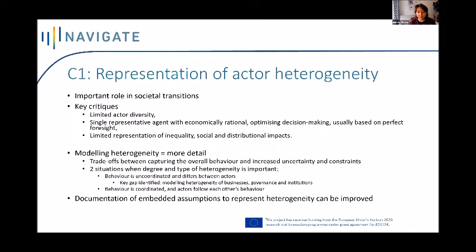Also, the second type of situation, I almost forgot, is when behavior is coordinated and actors follow each other's behavior. Most IAMs address this inherently, but in the form of learning rates, diffusion constraints, or enablers. But there are also some examples of IAMs going further and assessing dynamics between social and technological learning, and we give some examples in the paper. Besides this point, another point we raise is that documentation of embedded assumptions to represent heterogeneity can be improved at the same time as improving heterogeneity in the models.